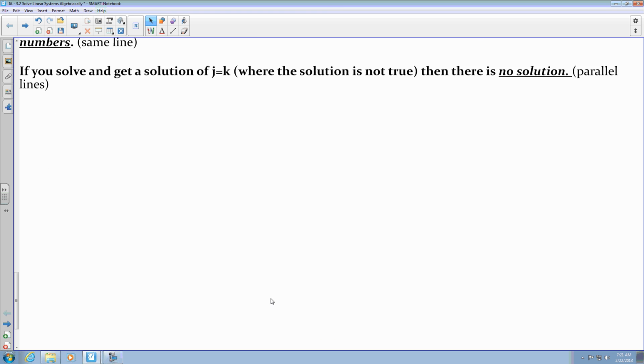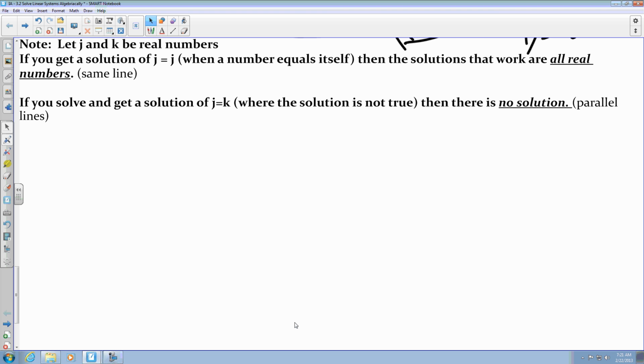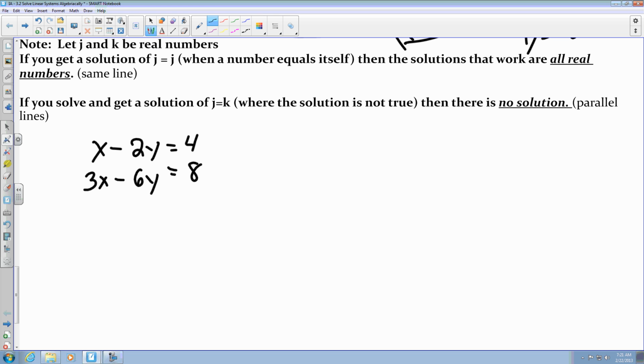So let's just say I have a system like x minus 2y equals 4 and 3x minus 6y equals 8, something to that matter. What you can do is pick either one, substitution method or elimination method. It does not matter what you choose. For this one personally, I'm going to choose the substitution method.